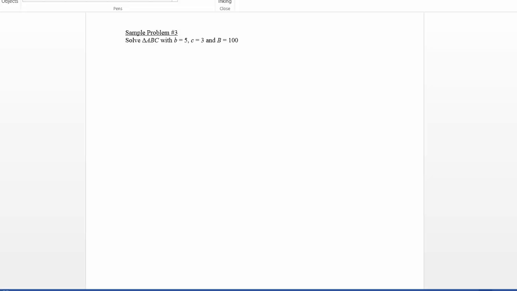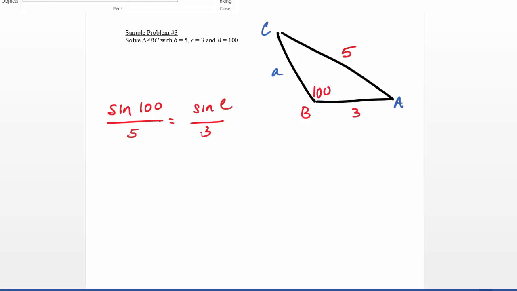So I'm going to go ahead and get started by drawing a figure again to kind of get myself started. You can see here that I've started with drawing the triangle and using the given information to set up my initial part of the law of sines. Now, if you recall in the last sample problem, we had an obtuse angle. We again have an angle that's greater than 90 degrees here. We have angle B that's equal to 100 degrees.